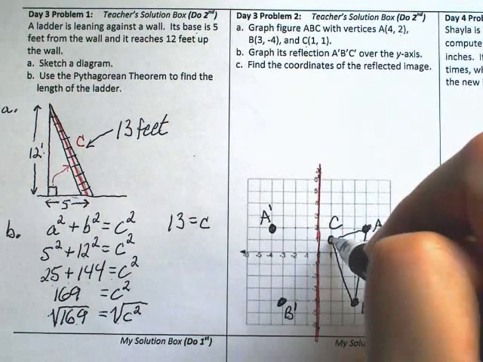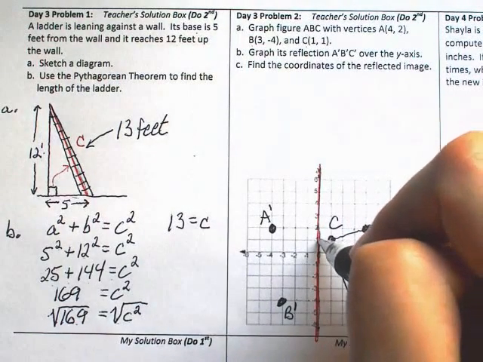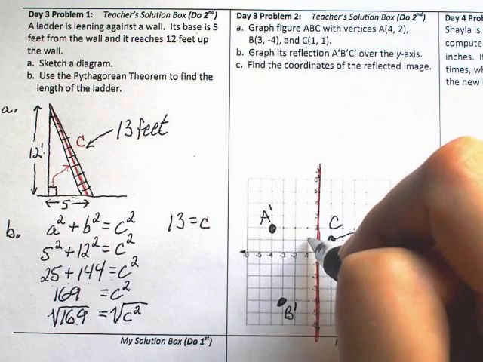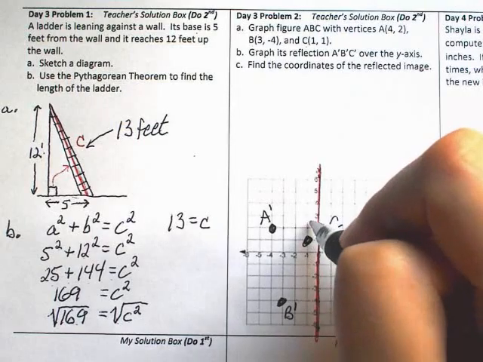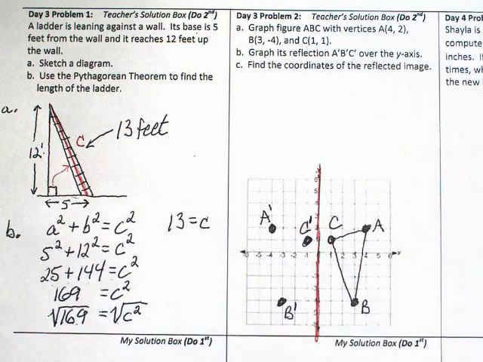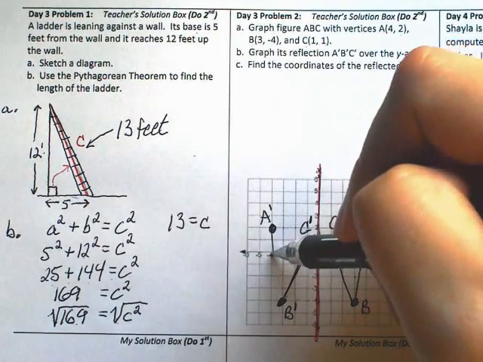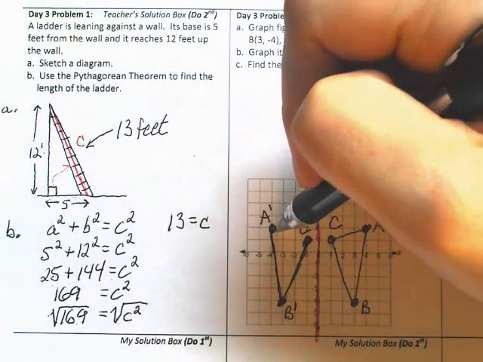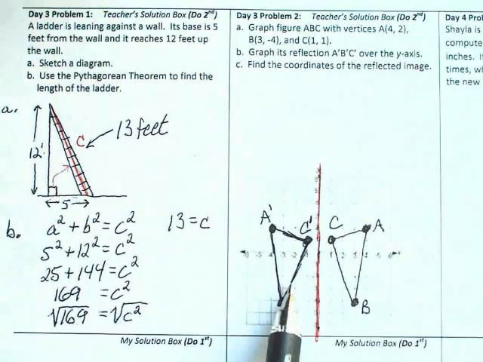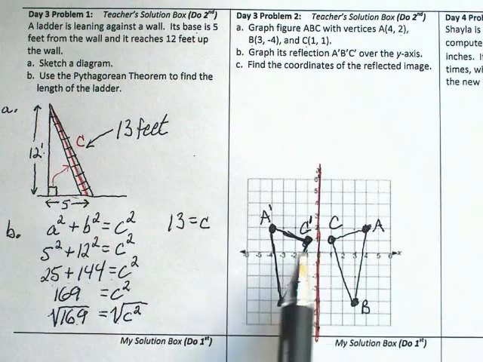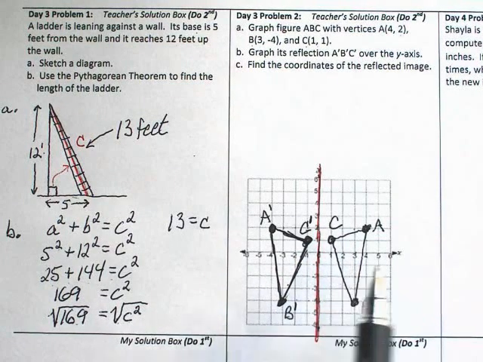Okay, now for point C. Point C is 1 unit to the right of the y-axis, and so its image is going to be 1 unit to the left of the y-axis. 1. And here's a dot. This is C prime. And we can connect these dots together, as we did on the other side, and get a triangle. And this triangle is the reflection image of our original triangle. And notice that they do, in fact, look very similarly shaped, that they are mirror images of each other.